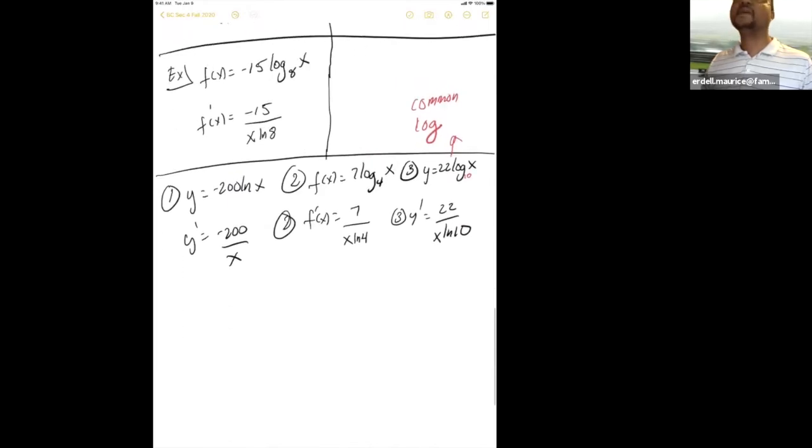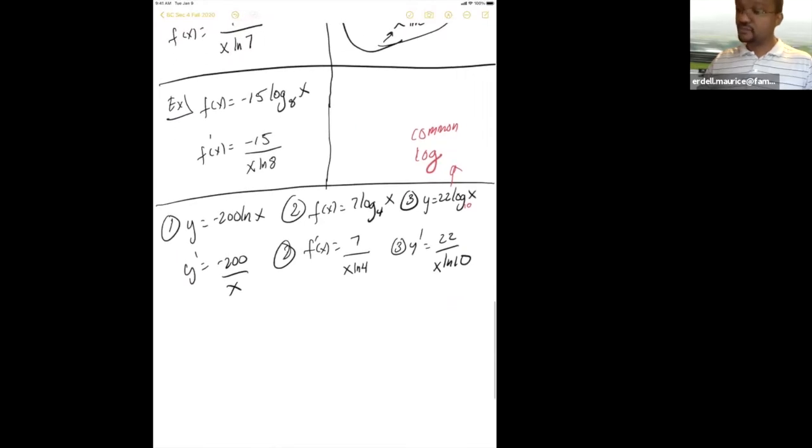All right. Try this one for me. Number 4. y is equal to 3e to the x. One of the things that we like to do is kind of mix and jumble stuff up.